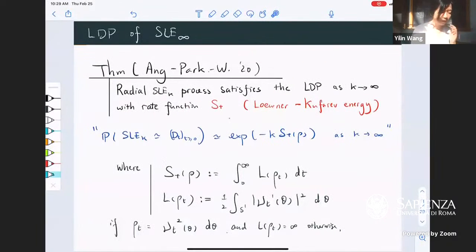So this is the first part of my talk, describing the large deviation when kappa goes to infinity of SLE. In the second part of my talk, we are going to try to understand in which sense this Loewner-Kufarev energy is dual to the Loewner energy.